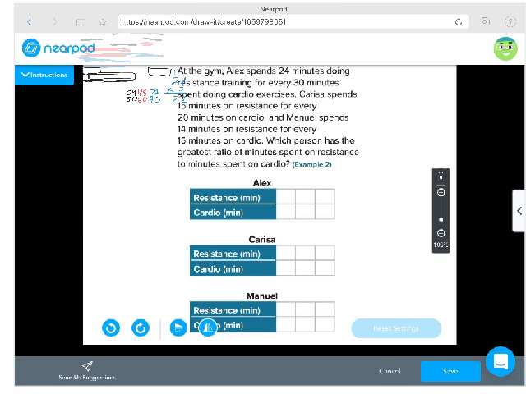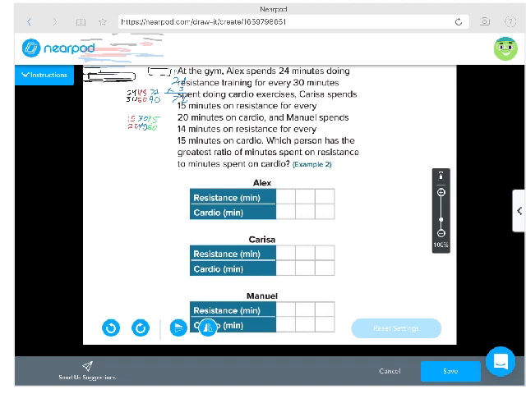All right, now we have Carissa. Carissa spends 15 on resistance and 20 on cardio. 15, 30, 20, 40, 15, 30, 45. 20, 40, 60. Okay.